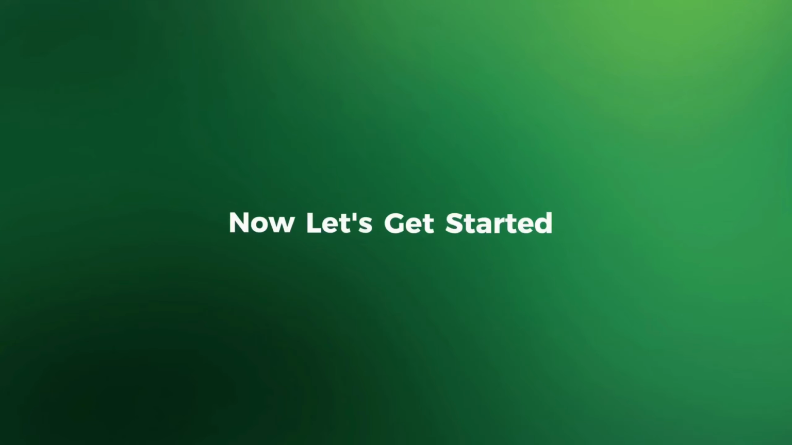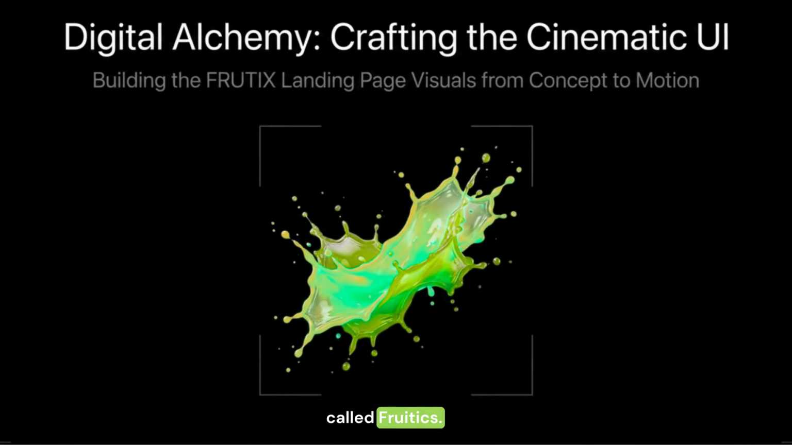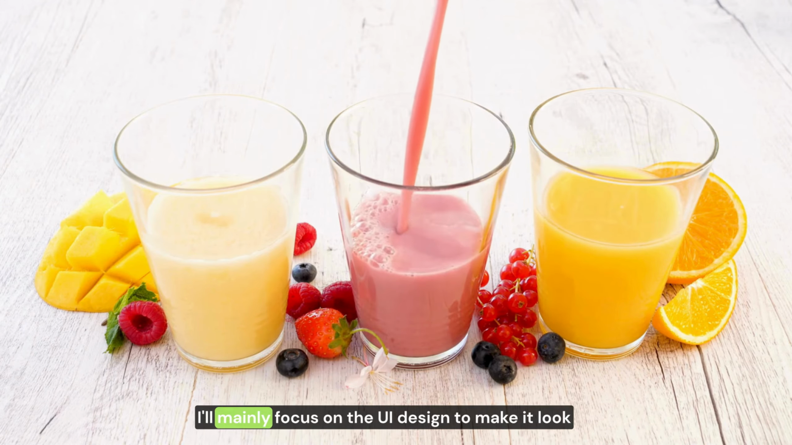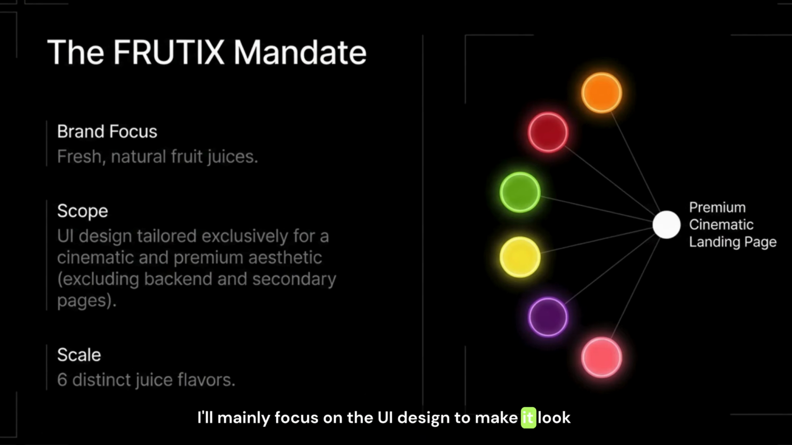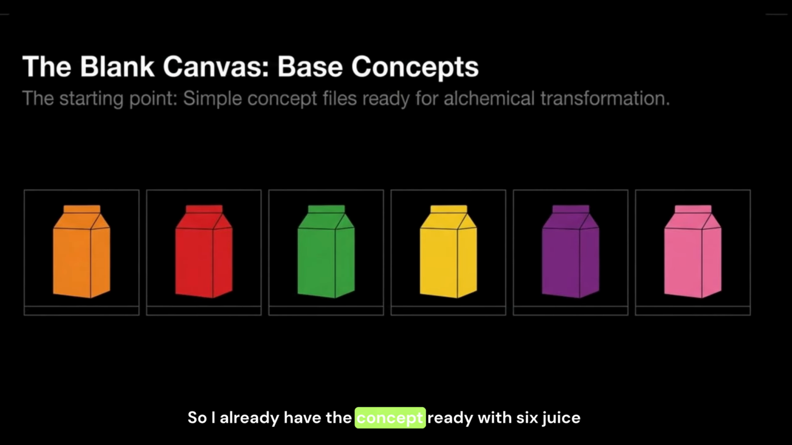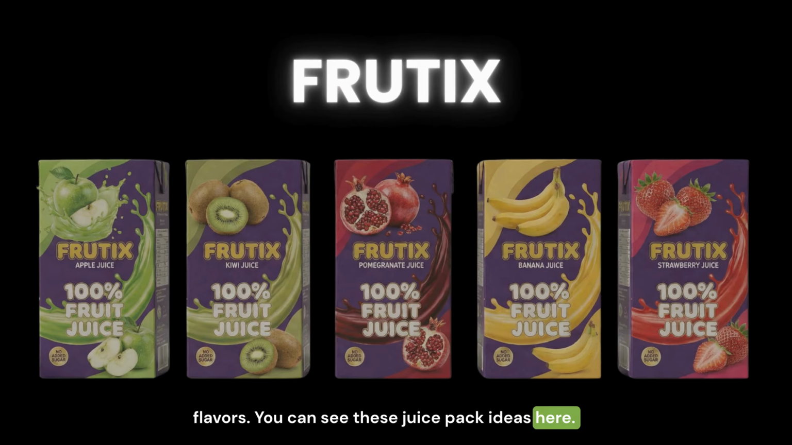Now let's get started. Today, we're going to build a landing page for a fruit brand called Fruitix. This brand focuses on fresh, natural fruit juices. And for this demo, I'll mainly focus on the UI design to make it look cinematic and premium, not the back end or other pages. So I already have the concept ready with 6 juice flavors. You can see these juice pack ideas here.